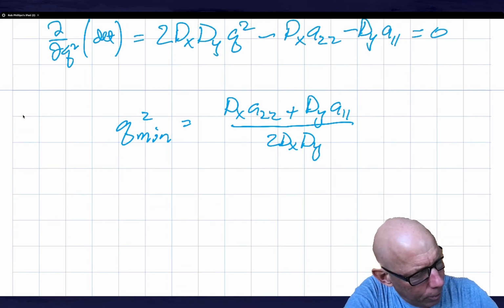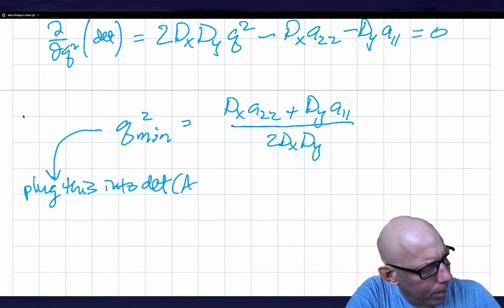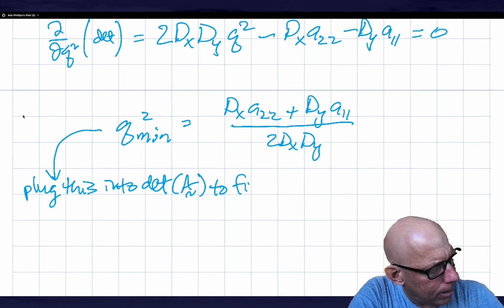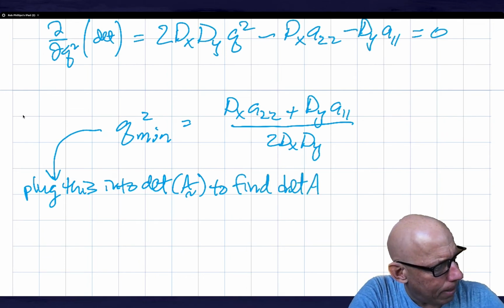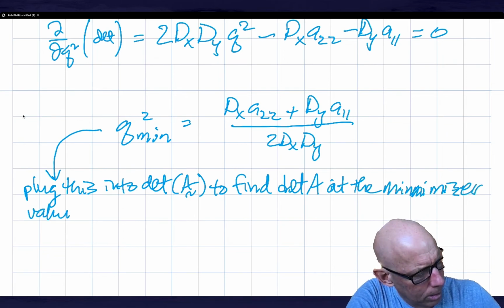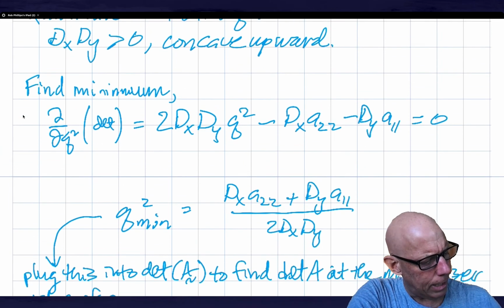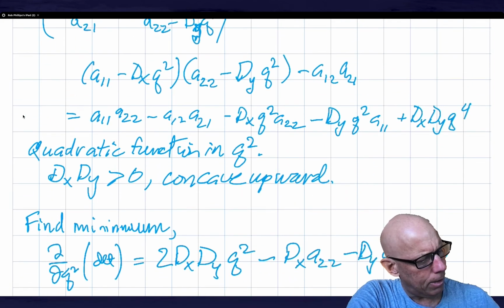So now we're going to plug this back into determinant of A, to find determinant of A at the minimizer value of q. So that's what we need to do. I need to take this q min squared, and I need to put it back in this expression up here for the determinant.